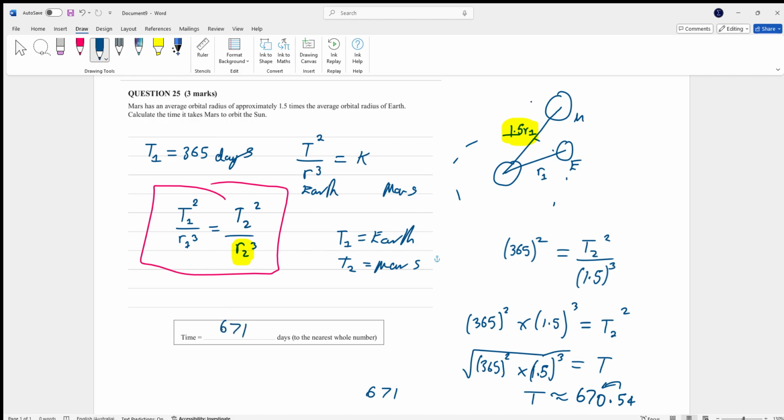Now, does that make sense? Yes, it does, because Mars is further away, so it's going to take a longer time to go around the Sun. Anyway, if you are unsure about that question, you need to study planet motion a little bit more.